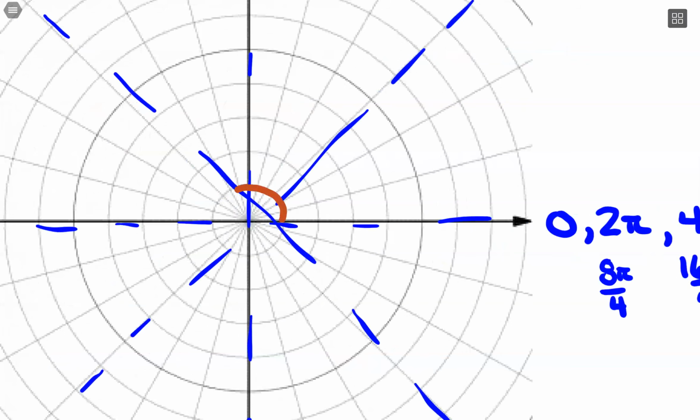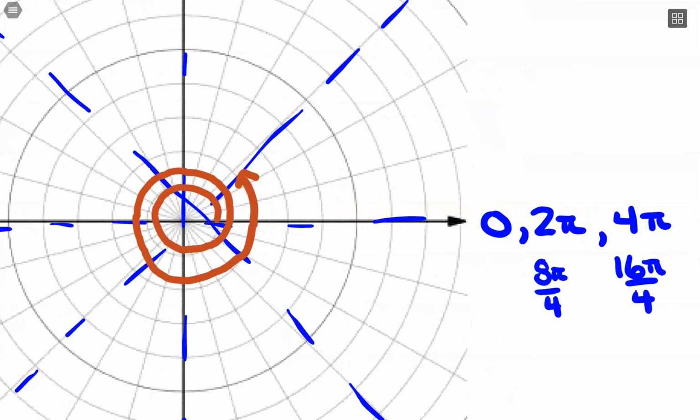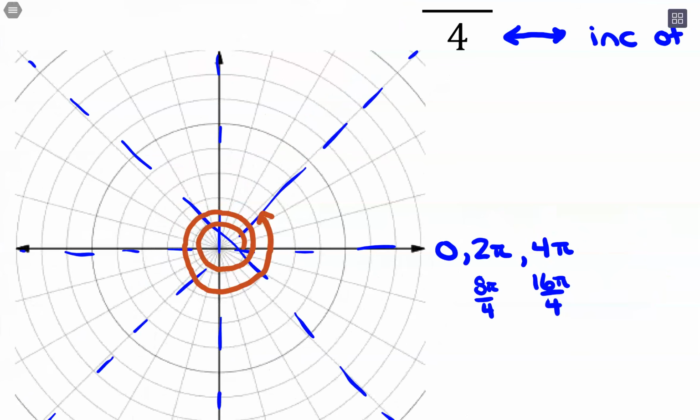So 1, 2, 3, 4, 5, 6, 7, 8, 9, 10, 11, 12, 13, 14, 15, 16, 17. So what I did is I have those wedges that represent a fourth, and I just counted 17 of them until I ended up right there. That makes sense. I can see that at 4pi, that represents 16pi/4, and to get to 17, we would just need one more beyond that. So my graph right there is going to look like this.